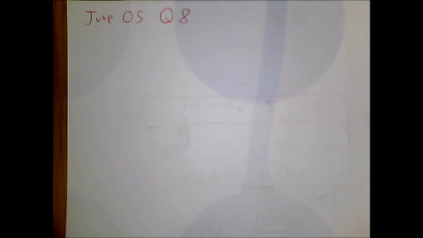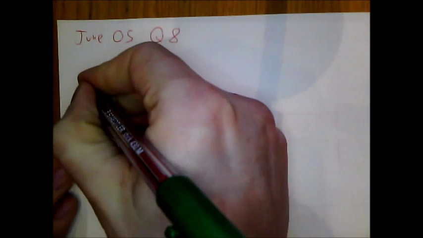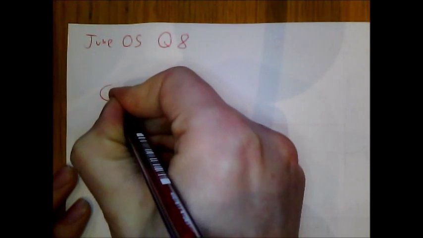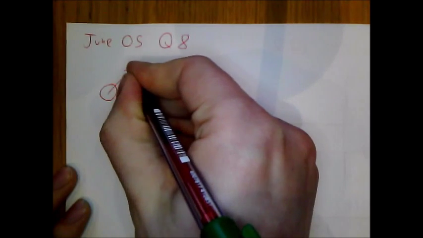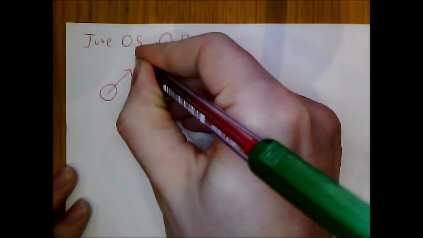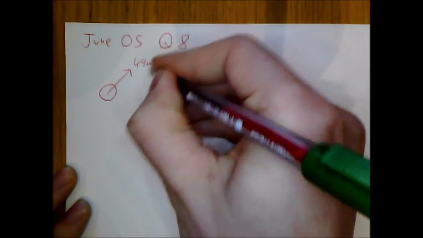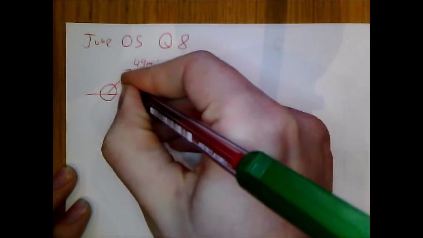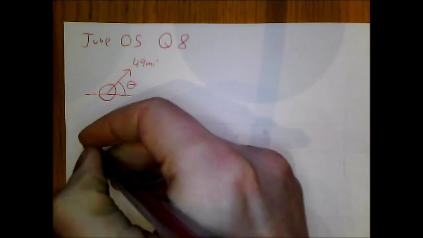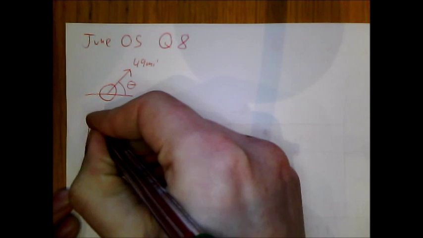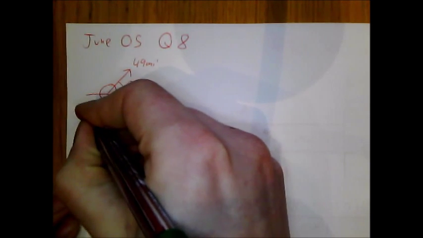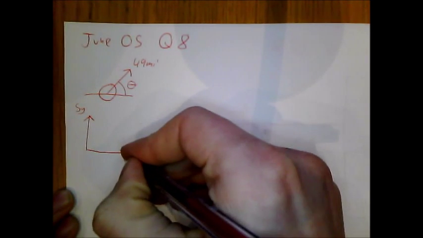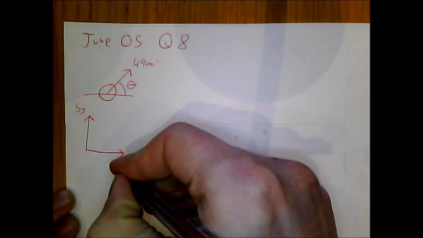Okay, whenever we do this, it always follows the same kind of trend. So first off, we have our particle here. We're going to model our question. So our particle is fired with a speed of 49 meters per second at some kind of angle theta. So there's basically going to be an upward displacement and a horizontal displacement.